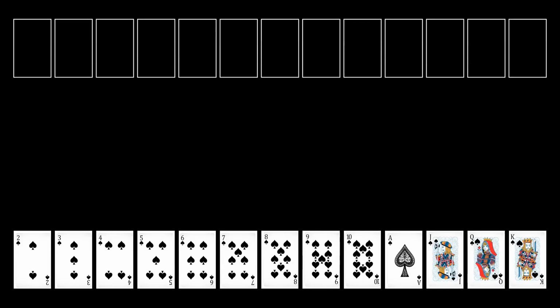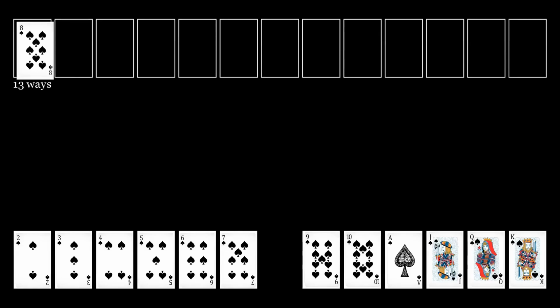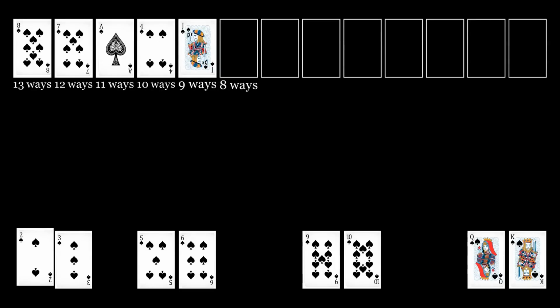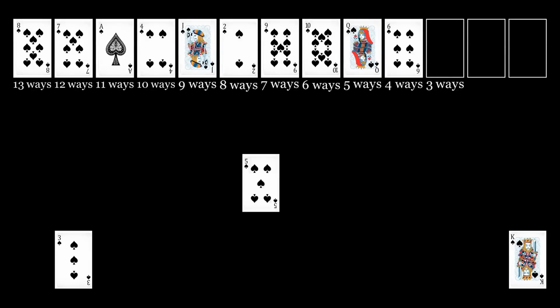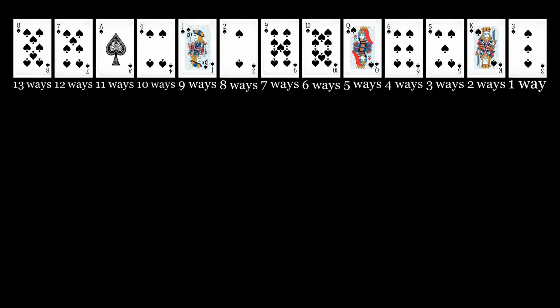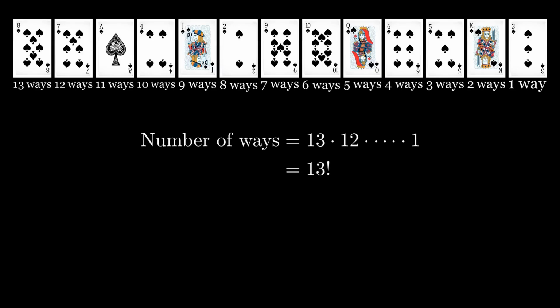At the start, there are 13 cards to choose from, so there are 13 ways to choose the first card. But then, we only have 12 cards left, so there are only 12 ways to choose the second card. This process continues until we reach the last card and slot. So there is only one way to choose the last card. Using the rule of product, the total number of ways to arrange the cards in a row will be 13 times 12 times 11 and so on until 1, which is the same as 13 factorial.